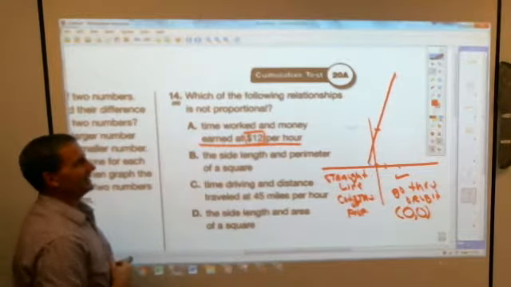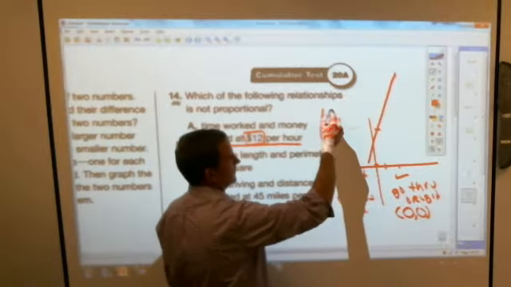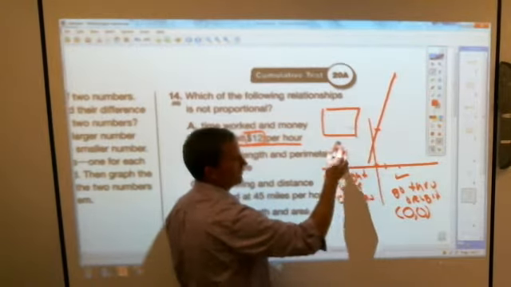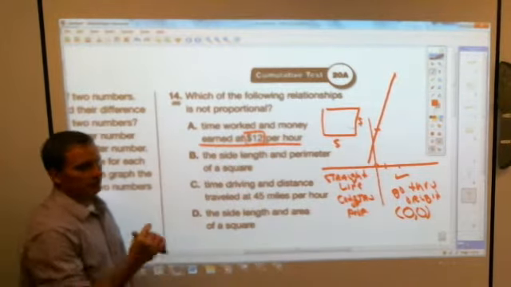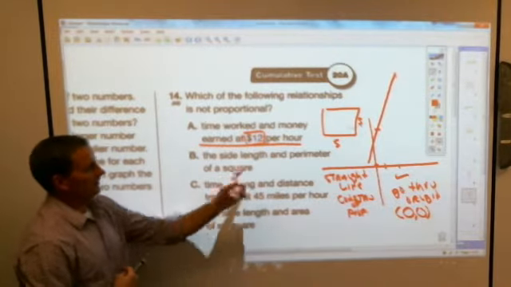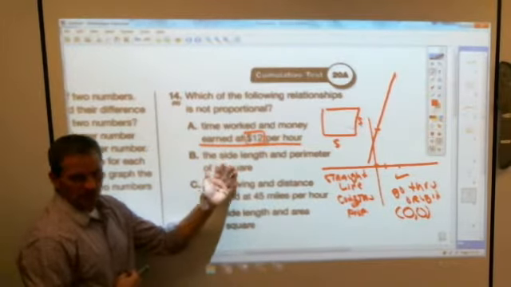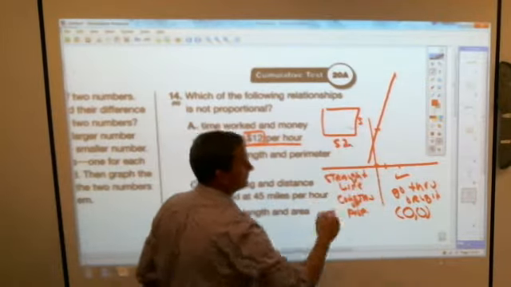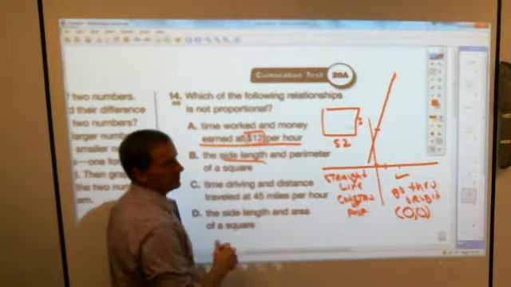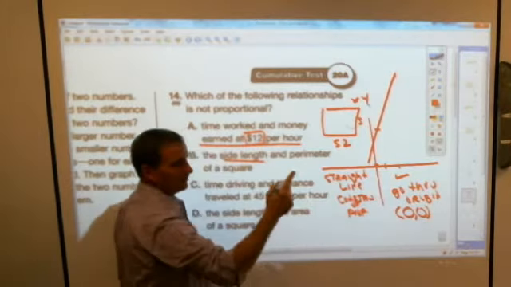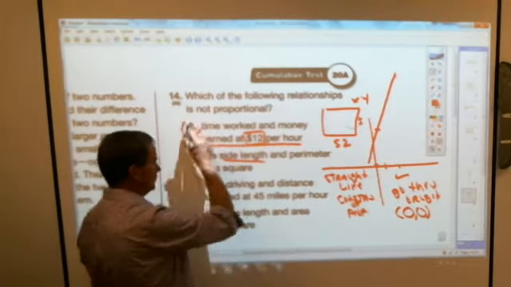The side length and perimeter of a square. First of all, for a square, the side and length are both the same. So if you put 0 in for the side length, do you get 0 for the perimeter? Yes. If you put 2 in for the side length, what do you do to 2 to get perimeter? You multiply it by 4. Would you multiply it by 4 every time? Yes. If it was 3, you multiply by 4. So both of these are proportional.